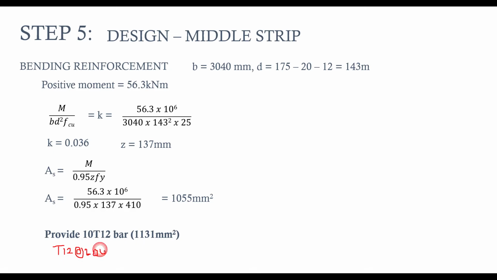positive moment. For the middle strip positive moment, you are providing T12 at a spacing of 300. So let's move to the negative moment for the middle strip. So the moment is 24.21 based on the previous slide. So we do the same thing.